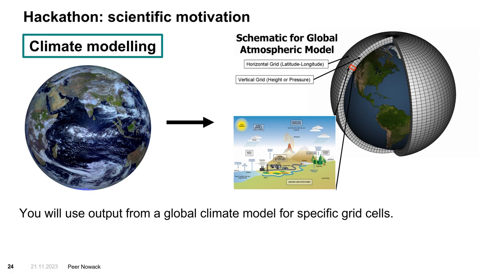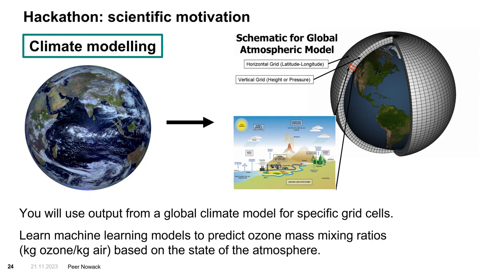Okay, so this is the data you will get, and you will learn machine learning models to predict ozone mass mixing ratios in this case, which is just a different way of expressing concentrations of ozone per given parcel of air, and you use as predictors the state of the atmosphere.